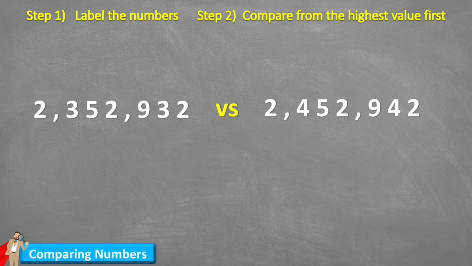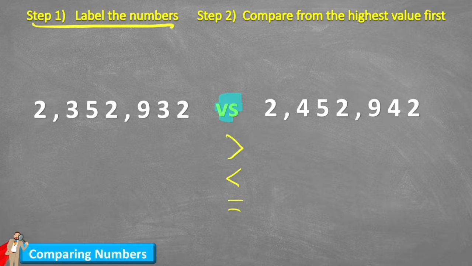So I've got these two numbers here that I want to compare. At the minute I've got this versus sign here, but I'm going to replace that with my comparison signs in a minute, which are greater than, less than, or equal to. And I'm going to decide which one of these is going to slot into that versus position. So remember the first step, label the numbers. So I'm going to do that now.